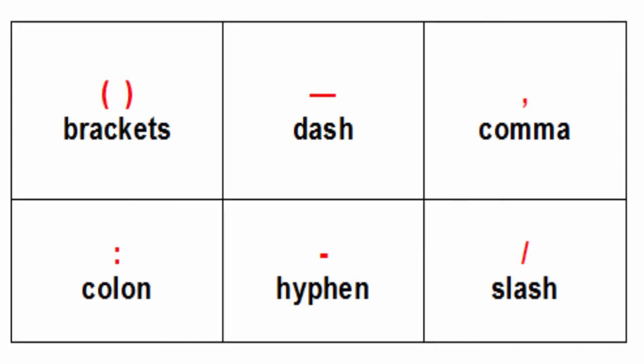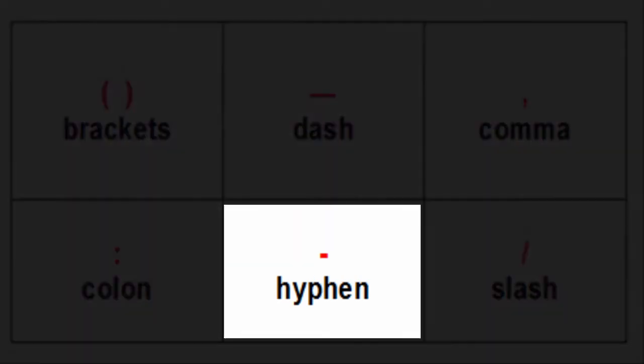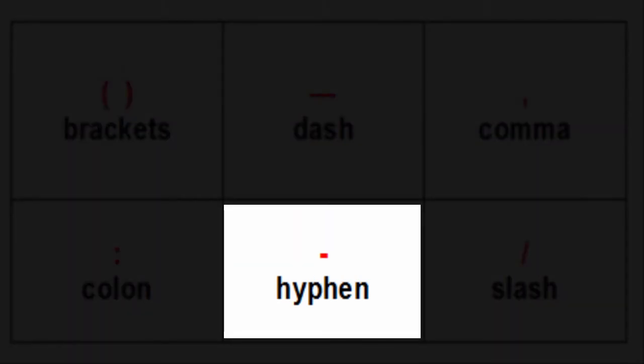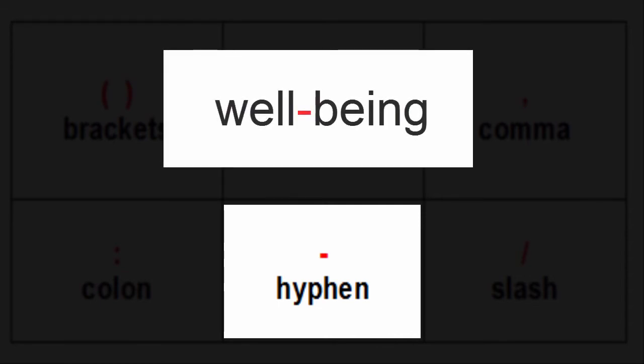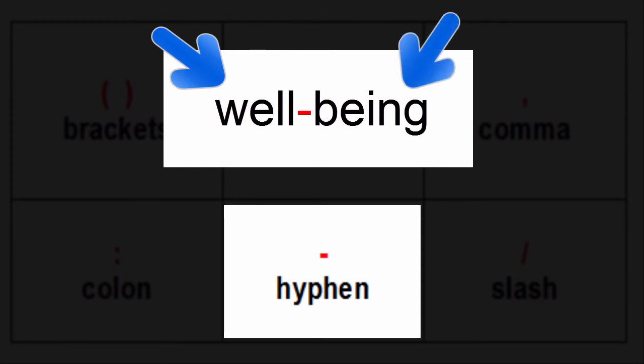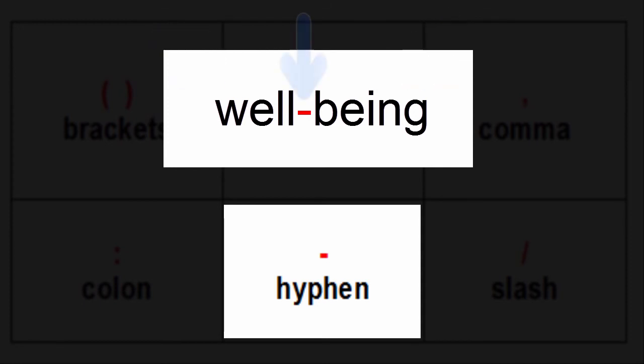Writers use hyphens to link 2 or 3 words together. Linking words with hyphens creates a new word with a new meaning. The words well and being have their own separate meanings, but when attached by a hyphen, a whole new meaning is created.